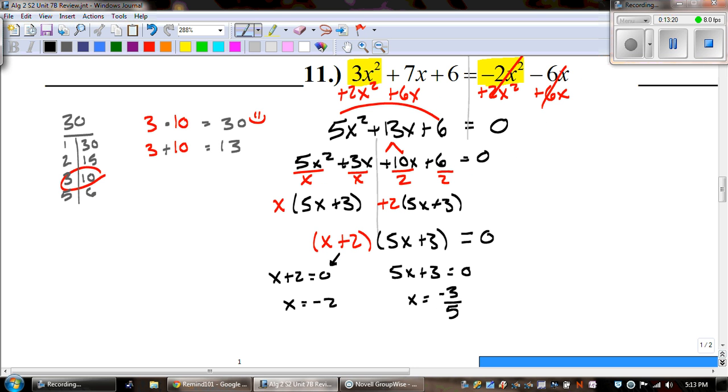So last step now would be to write those in order from least to greatest. So we have negative 2 and negative 3 over 5.